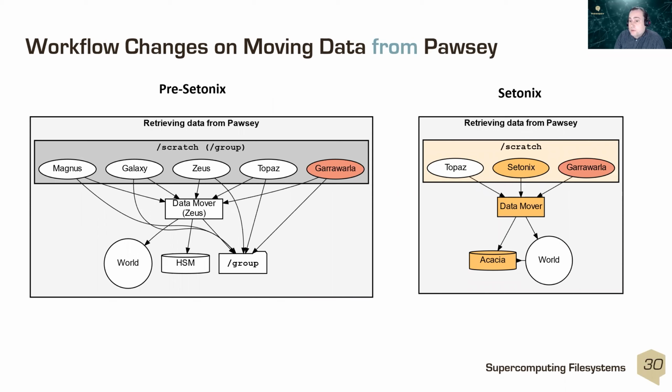In terms of moving the data off of Pawsey from Scratch, again, you can use the data mover nodes. If it's data that is needed over the lifetime of your project, you can then use those data mover nodes in the copy partition on Setonix to transfer the data into Acacia, or out to an institutional server on the outside world. And likewise, you can pull from the data mover nodes using the datamover.pawsey.org.au hostname.